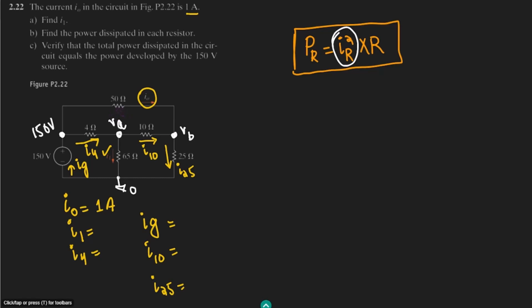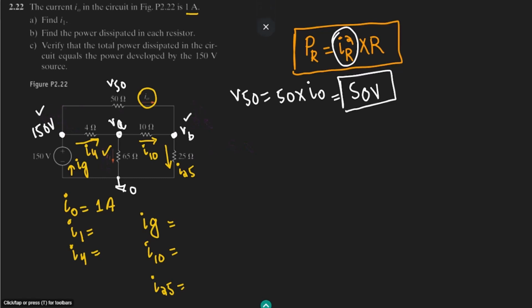First of all, let me call the voltage dissipated across this 50 ohm resistor V50. We can very clearly see that the value of V50 is 50 multiplied by I naught. The value of I naught is known, and that is 1 ampere. Therefore the value of V50 is 50 volts.